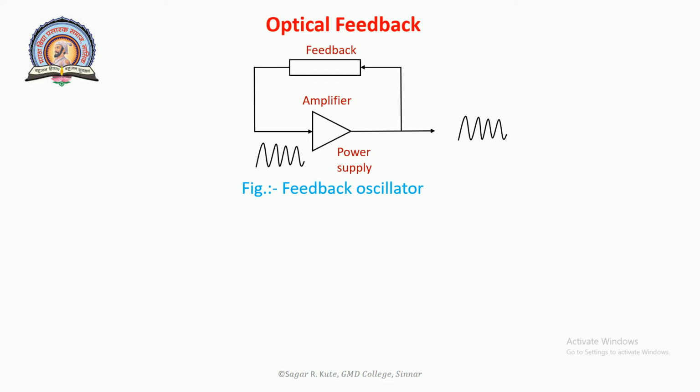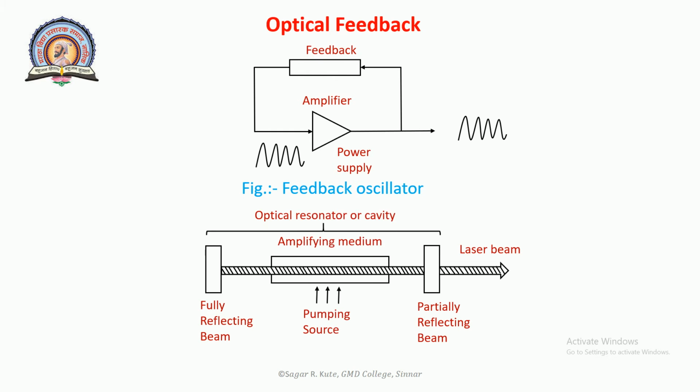This will be the diagram of a feedback oscillator and this will be the diagram of an optical oscillator. The laser is an optical oscillator. It is a resonant optical amplifier whose output is fed back into its input with matching phase, as shown in this figure. Now, this first figure is the feedback oscillator.